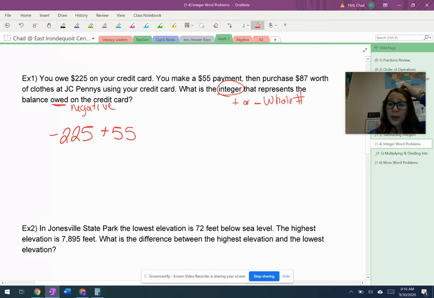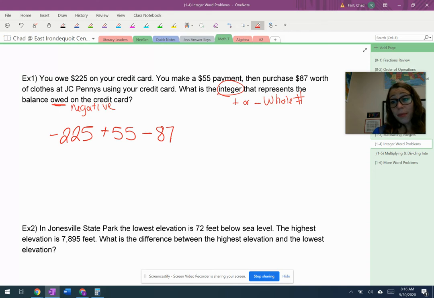But then you're going to JCPenney's and you're purchasing $87 worth of clothes and you're putting that on your credit card also. So that's additional money that you owe now. So purchasing $87 more is putting your balance up. So that's going to be represented by a minus 87. So boom, right there you've got 1 point already because you have a nice horizontal number sentence.